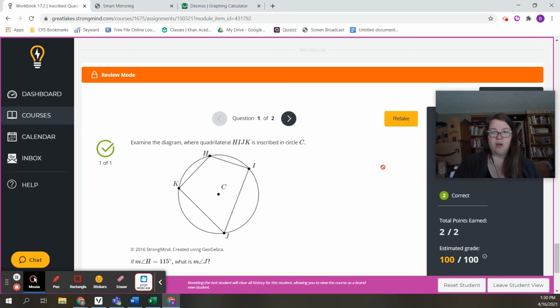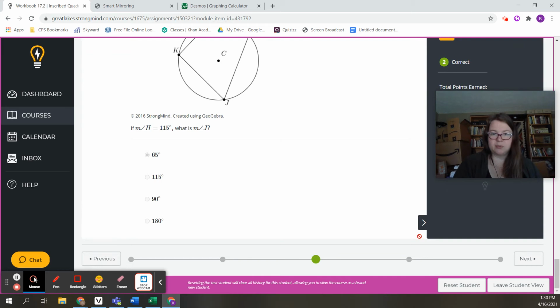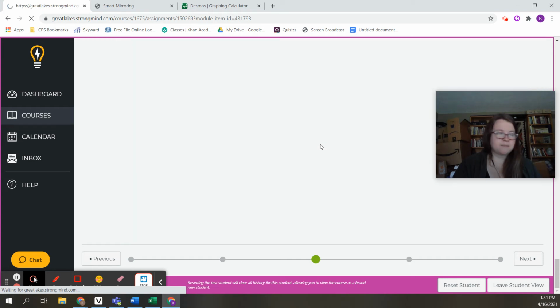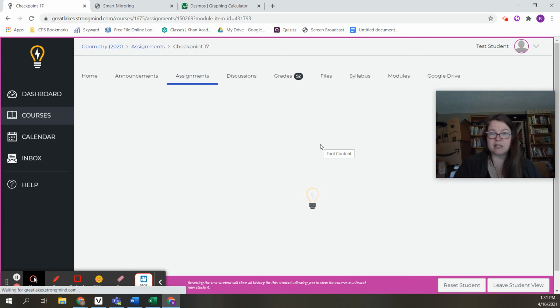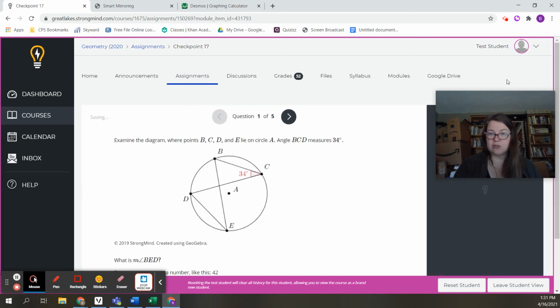And here we go with the checkpoint. So we got 100% on that. Good thing. Is that working? It is. So here we go with the checkpoint. The checkpoint is just asking about inscribed angles and those quadrilaterals.